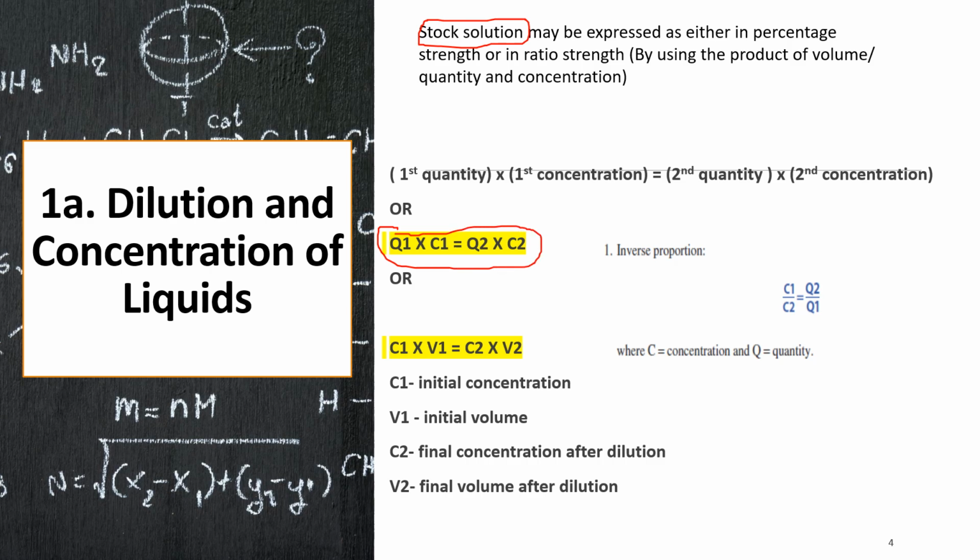Q1 multiplied by C1 equals Q2 multiplied by C2, or you can use C1V1 equals C2V2. If you have the information about the quantity and concentration, you can use Q1C1. And if you have the information about the concentration and volume, then you can use the C1V1 formula. So let's take an example.